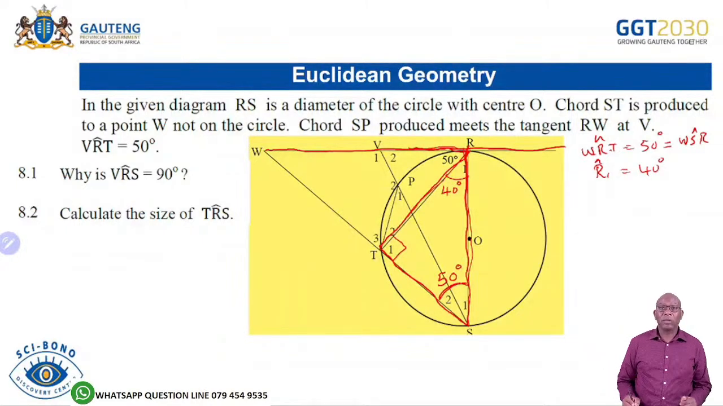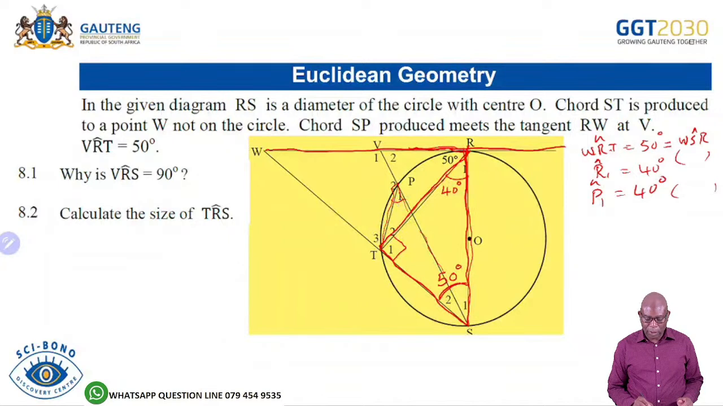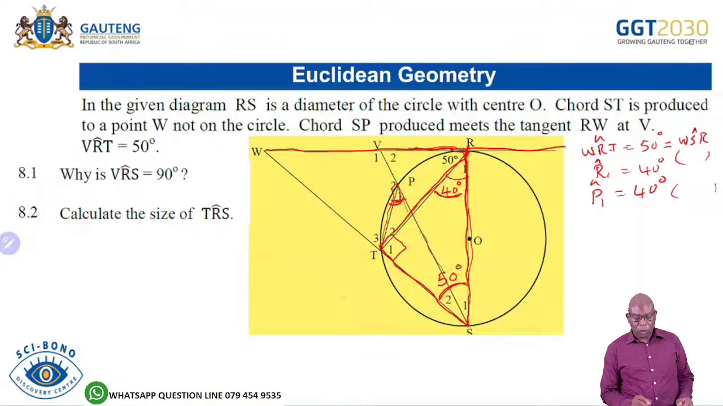Okay? The reason for R1 to be 40 is the sum of angles in a triangle. Okay? So I know that that one is also 90 degrees. So I have that. But now I can see I have angles in the same segment, which means that P1 will also be 40 degrees. So you see, I'm writing down the reasons here. I can see P1 here, and that angle there will be equal because they are angles in the same segment. So I can write it in here.